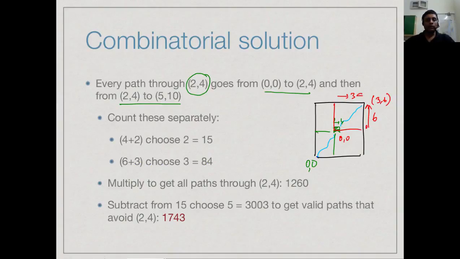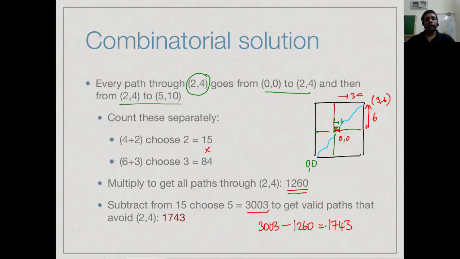Now any path which comes to the bottom to 2, 4 followed by any path that goes from there to the top is a valid path passing through 2, 4. So I have to multiply these two numbers. I take 15 times 84 and I get 1260. So this is the total number of paths which are going through 2, 4. But I don't want paths going through 2, 4. I am saying that paths going through 2, 4 are not allowed, so I must count all these paths as invalid. So I take the original 3003 and subtract 1260, and I get 1740.